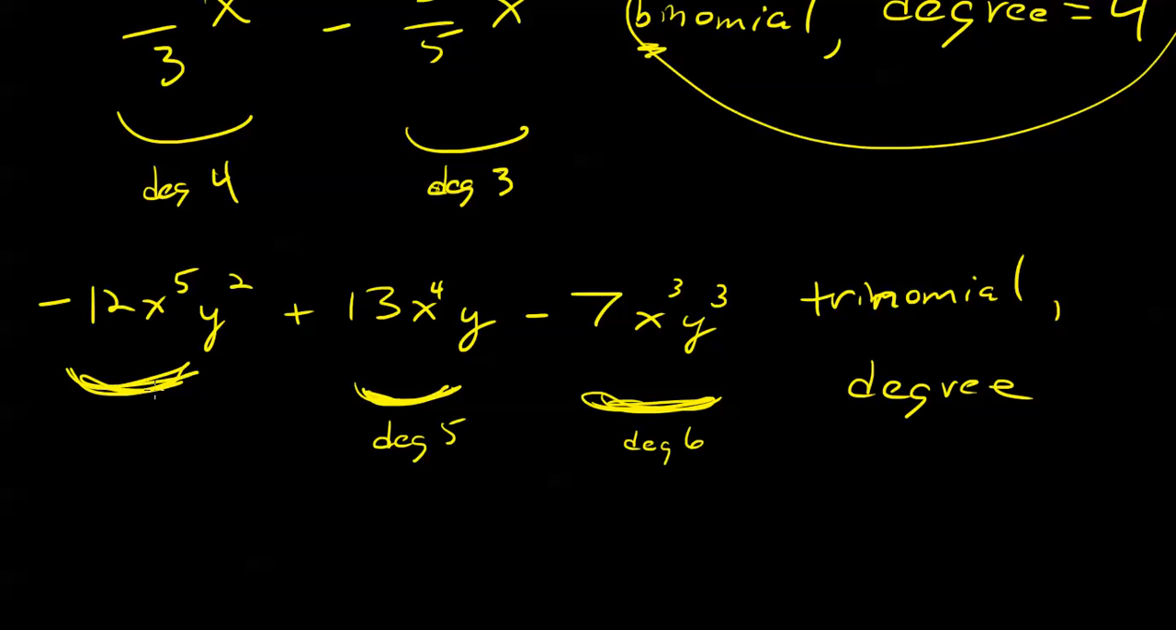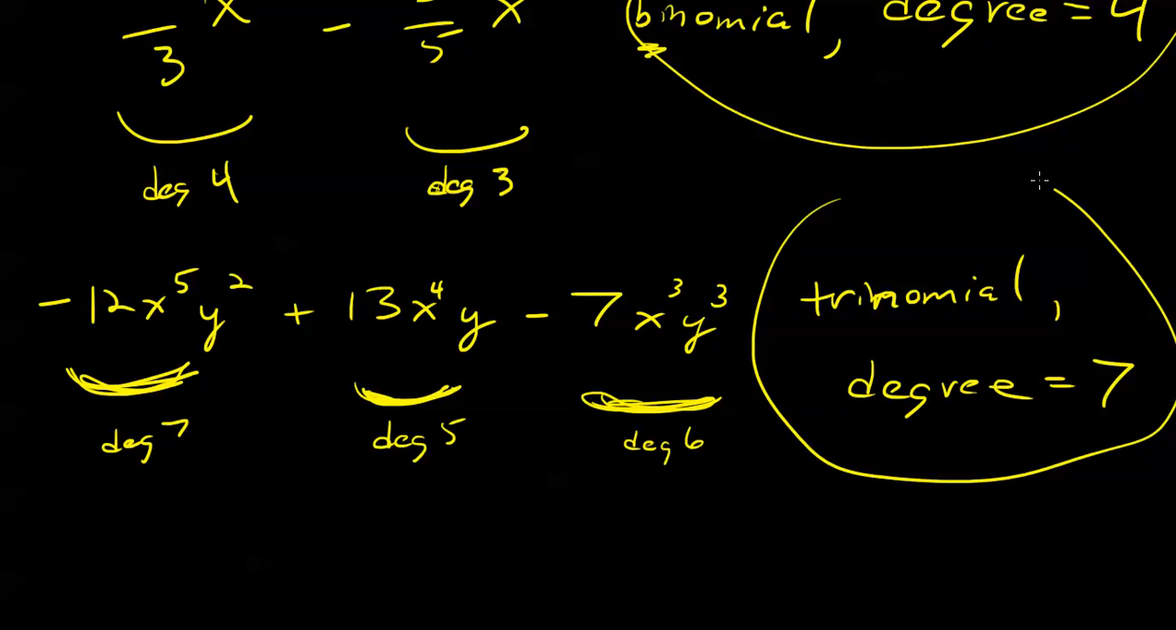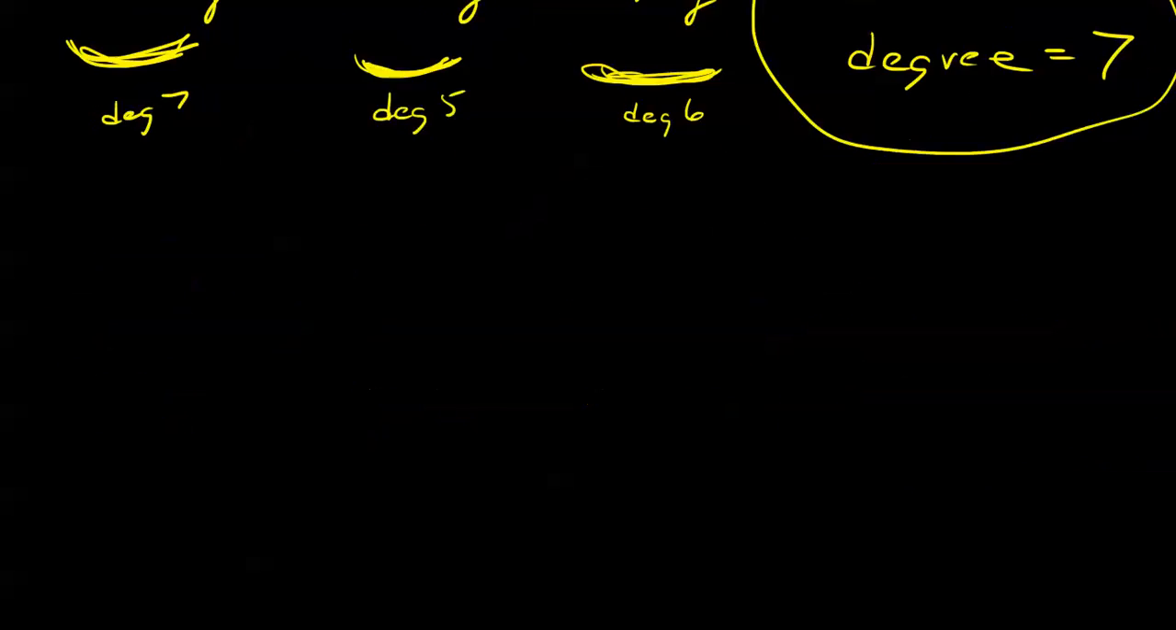And this monomial has degree 7. So the degree of a polynomial is the degree of the highest degree monomial that it contains. So I call this a trinomial of degree 7. Alright, so we've satisfactorily defined monomials and polynomials and learned how to classify them by degree. I want to talk now about polynomial functions.